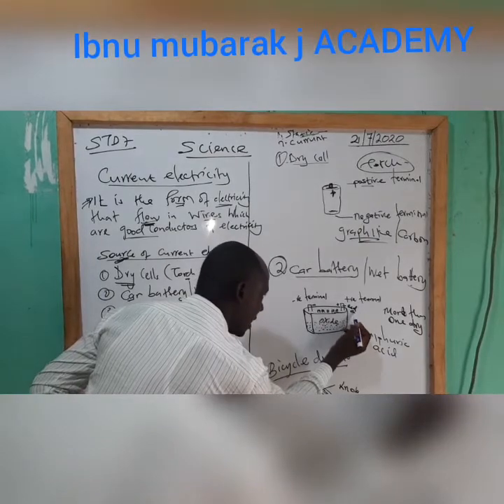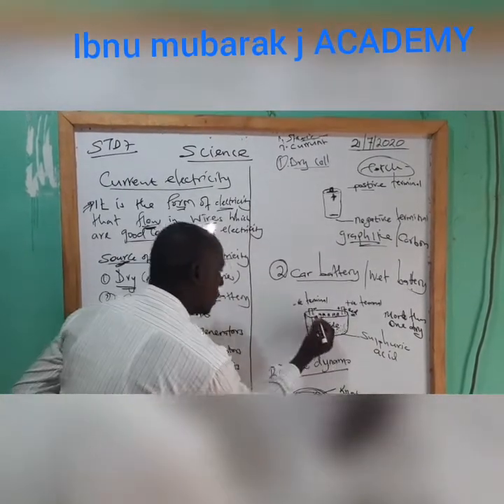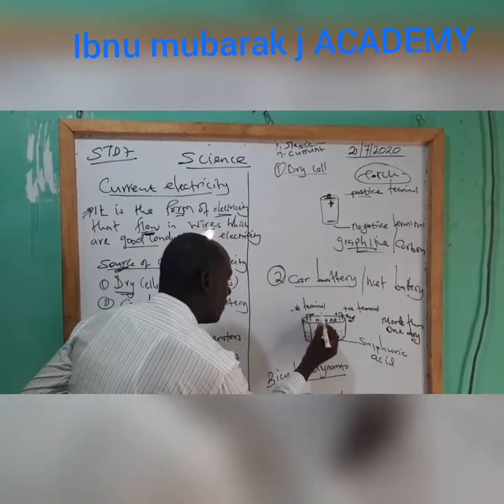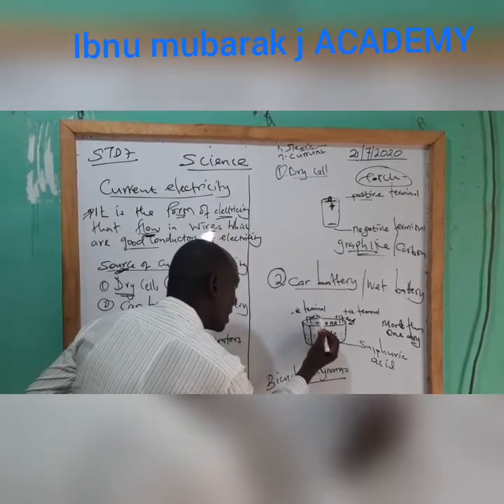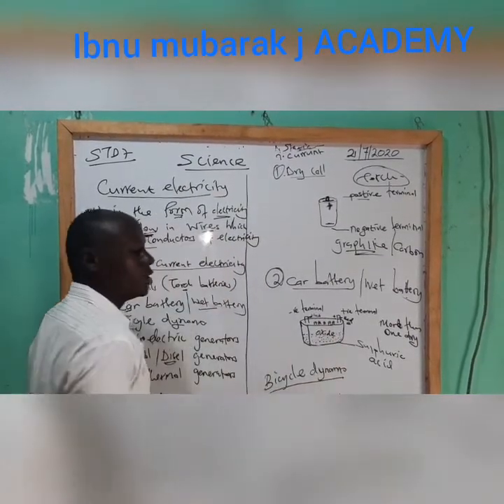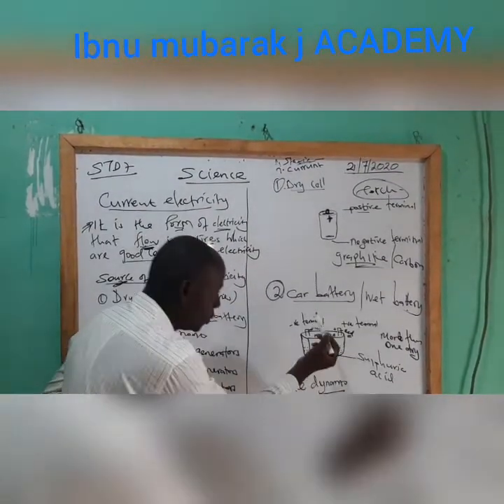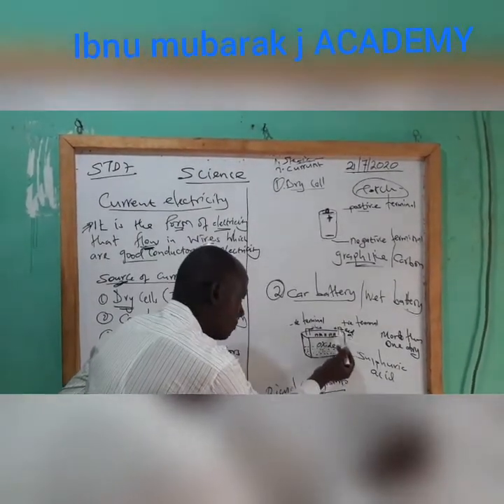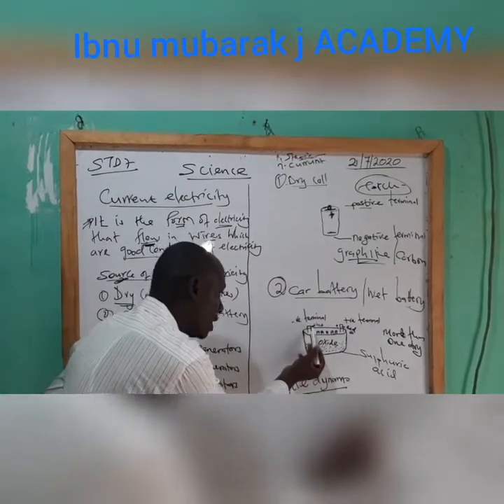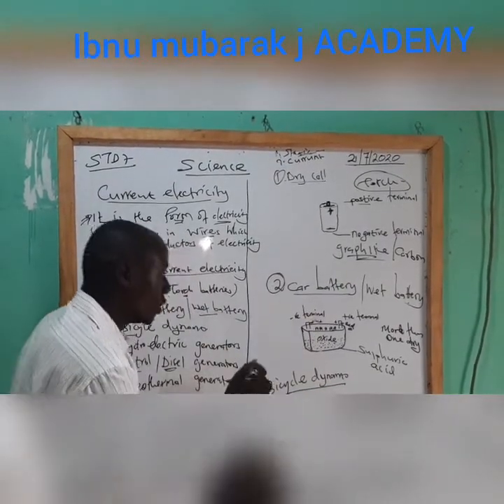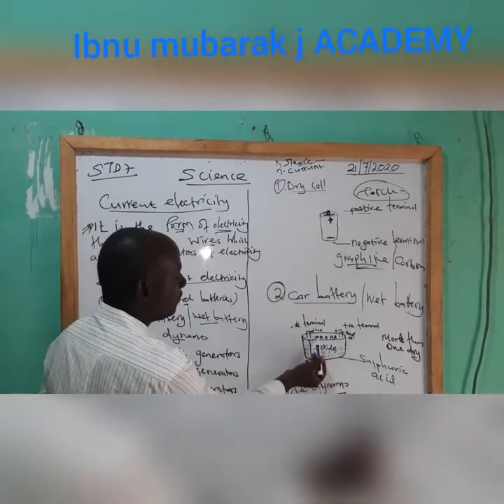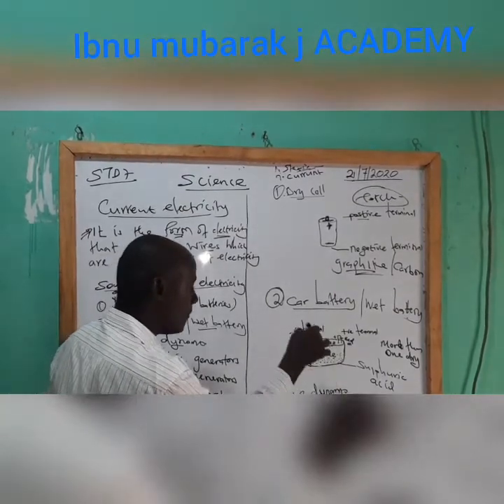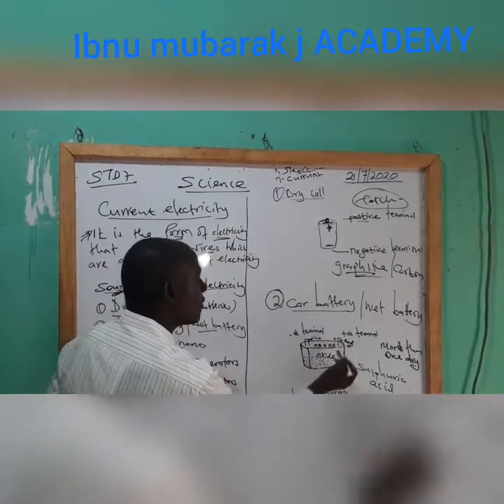If you see red, it means positive terminal. This one can be black, or sometimes blue, and that means this is a negative terminal. Red, positive terminal. Blue or black, negative terminal. Then these are the tops whereby you can open and put the sulfuric acid.